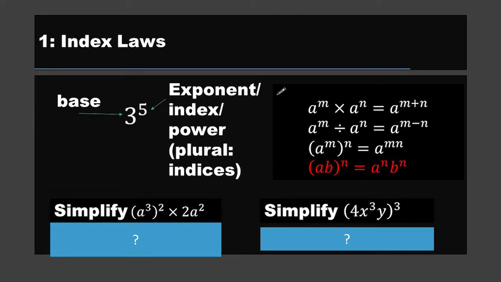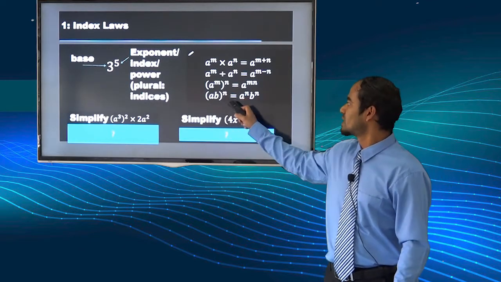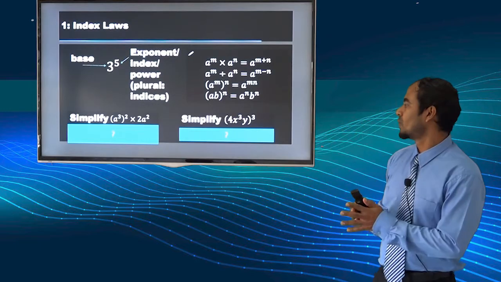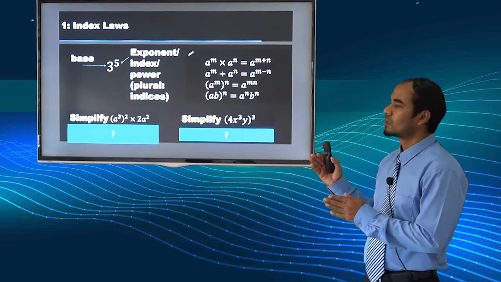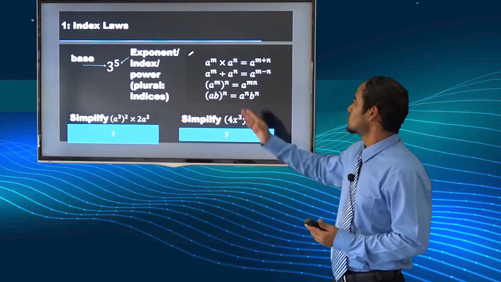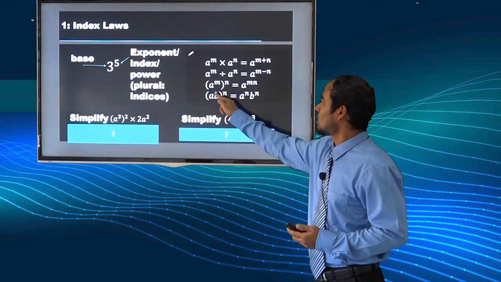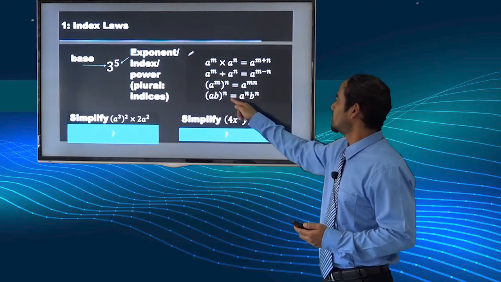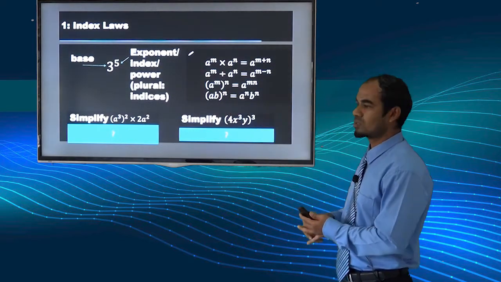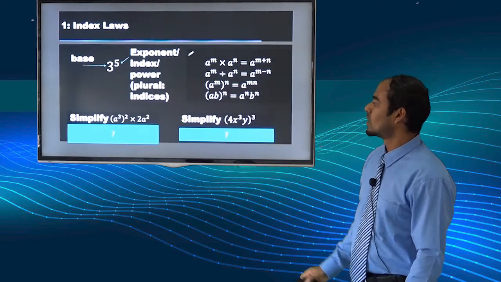The next one is the last rule, which is ab raised to the power n, a product raised to the power n. What you need to do here is bring the power inside to those two expressions separately. You bring n onto the power of a and n onto the power of b. So this will be read as a to the power n times b to the power n.